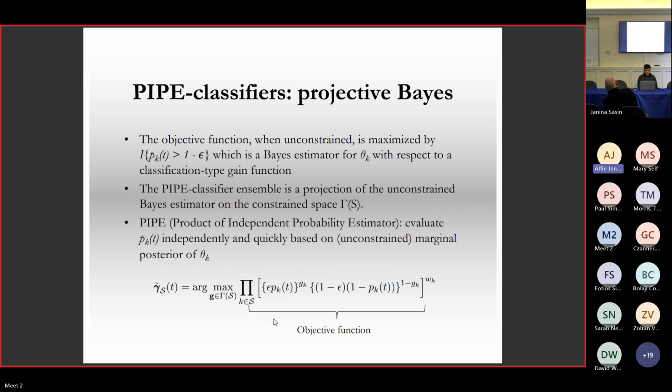So maybe this is more illustrative. This is an objective function that, if you do some very basic Bayesian operation, you can derive is actually the product of a posterior gain of some classification type of gain function. Without the constraint, this is simply an unconstrained Bayesian estimation problem with a classification type of gain function. The idea is that we maximize this, only considering gamma that follows this capital Gamma, which is the constraint space. So this is a Bayesian approach.